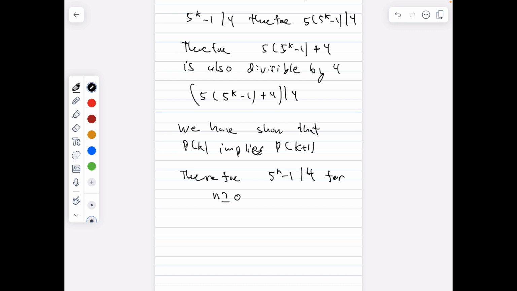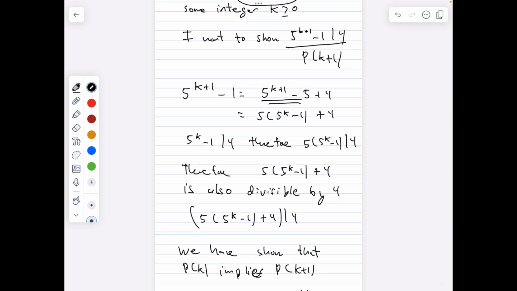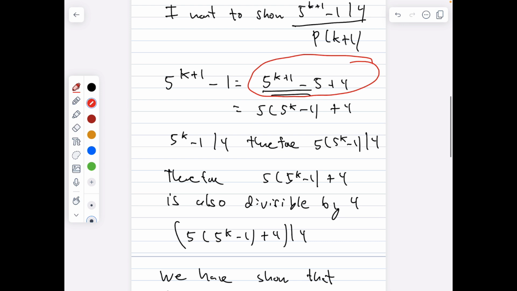Okay, so I hope this helps, and I'll link another video that I made, several examples out there with mathematical induction. And one last thing, yeah, this move over here, the 5 to the k plus 1 minus 5 plus 4, let me circle that here. Yeah, that's not an easy move to get like the first time. It's just something you learn.